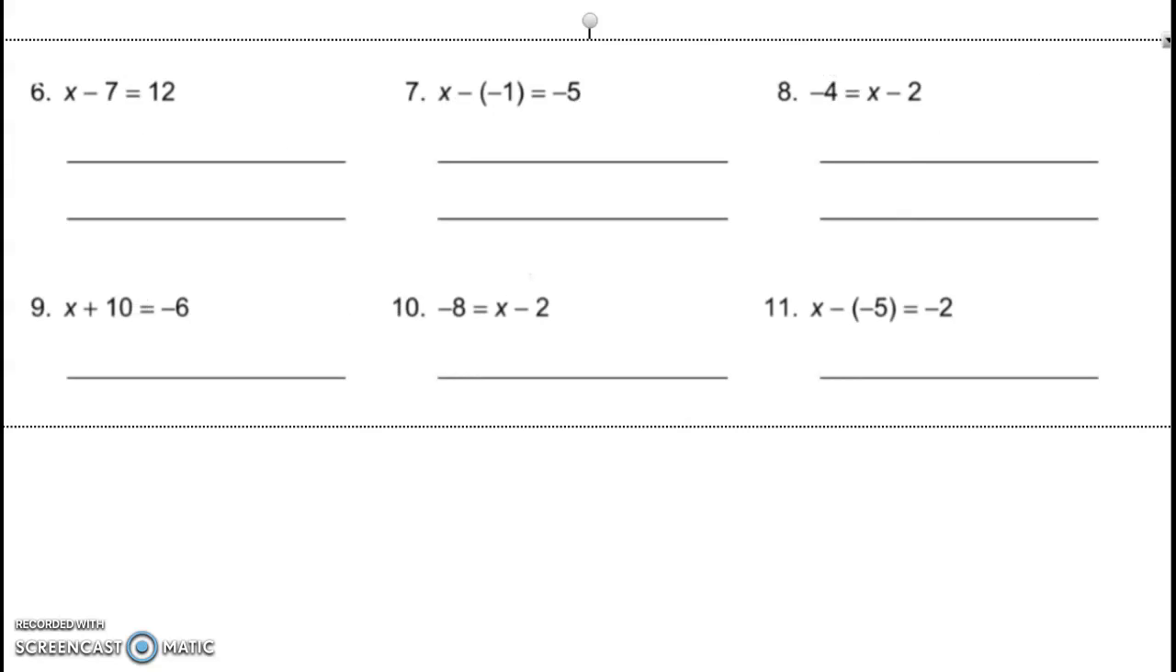Now here's a few practice problems you could do and see if you got this mastered. So you can pause the video here, and I'm going to flash the answers up in a minute.